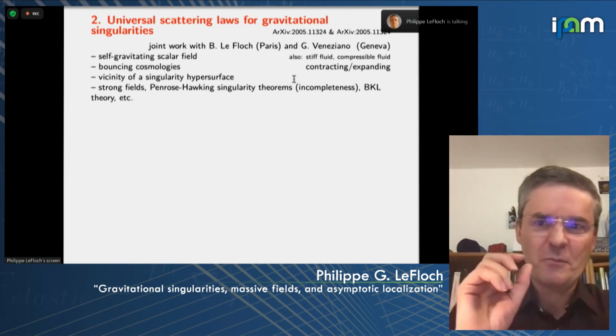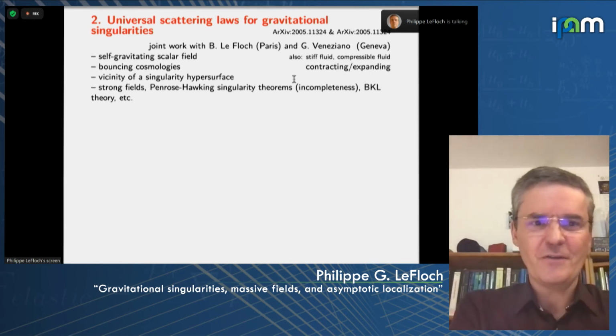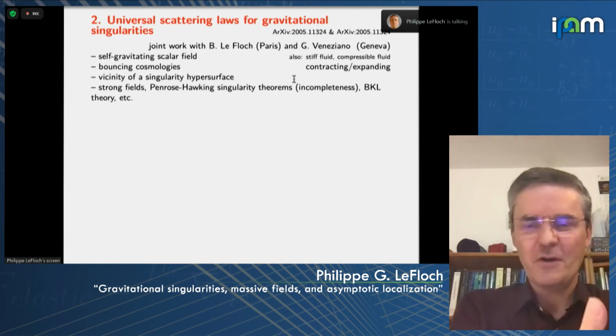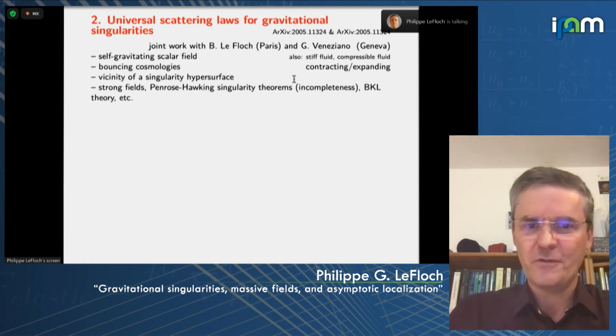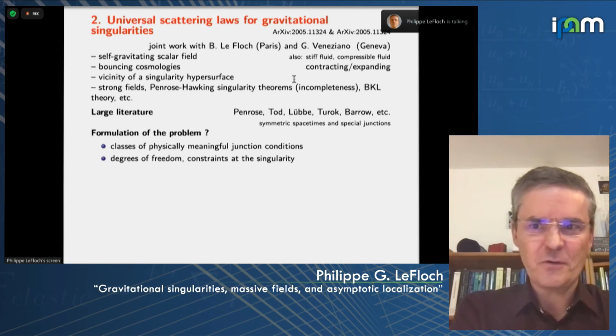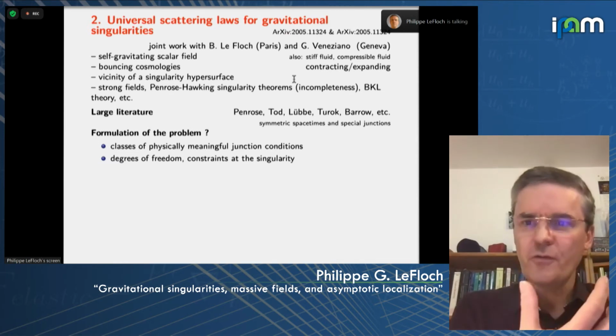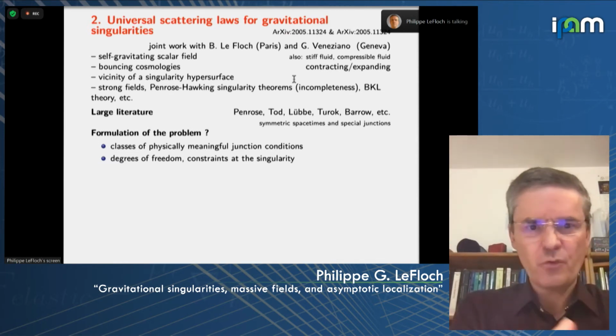And the part I'm focusing on is the vicinity of the singularity hypersurface. This is unavoidable if you have strong fields. You know that the Penrose-Hawking singularity theorems, or incompleteness theorems, and the PDE theory will tell you that singularities are there. So you need to say something about them. And as far as the junctions are concerned, Penrose is probably the first person to have looked at that, and a number of other people after him.